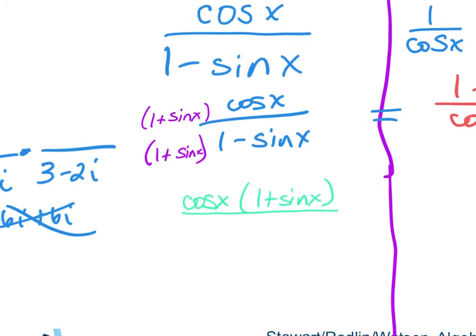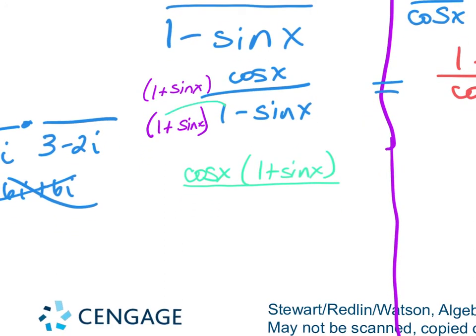Now we're going to FOIL the denominator. What is 1 times 1? 1. What is 1 times negative sine x? Minus sine x. What's 1 times positive sine x? Positive sine x. And then what's sine times sine? Sine squared. So I have minus sine squared x. Now, what do you guys notice happens with the minus sign and the plus sign? They cancel out. Good. So I'm left with 1 minus sine squared x on the bottom.